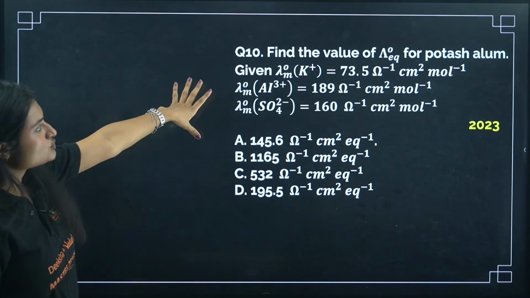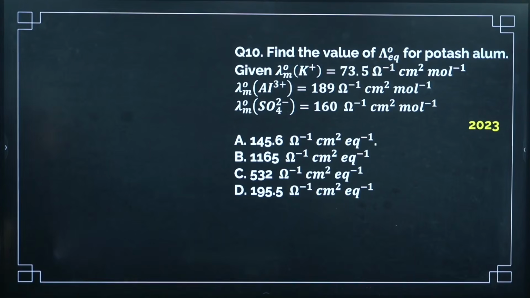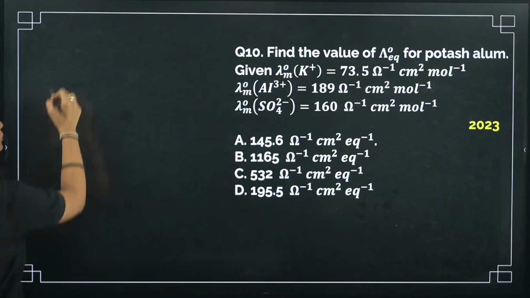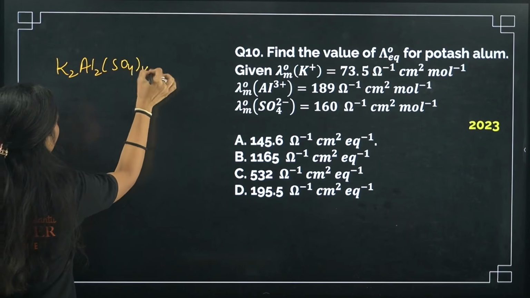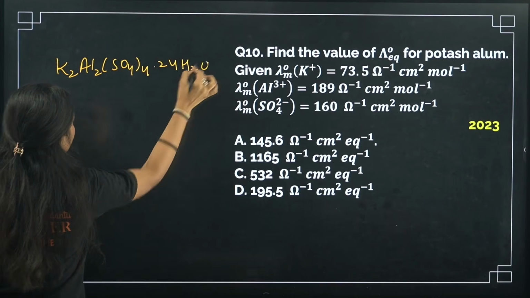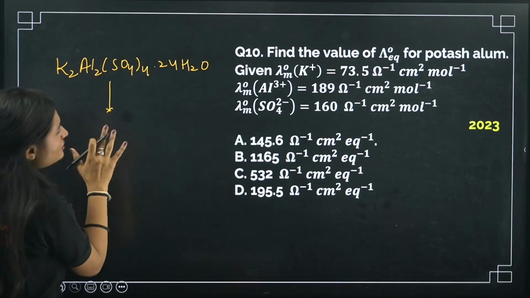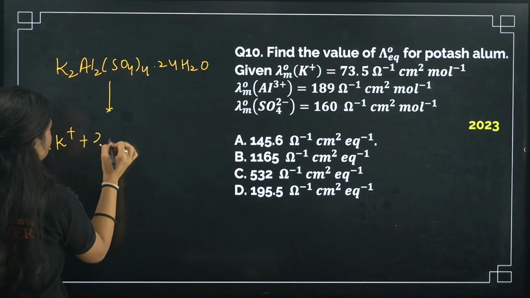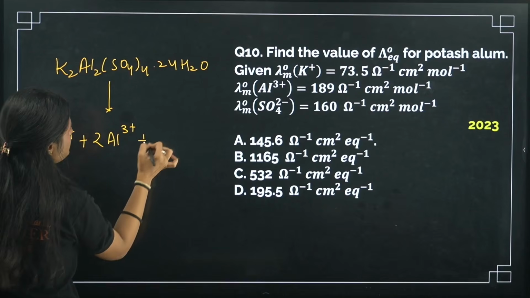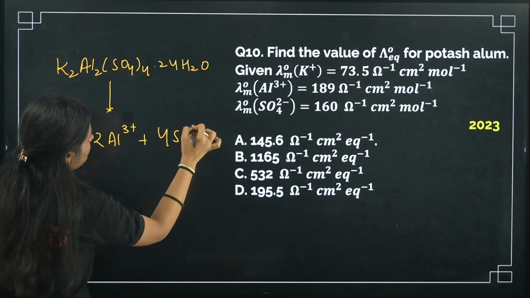Again, this is using potash alum. Find the value of equivalent conductance. This is potash alum, K2SO4.Al2(SO4)3.24H2O. When you dissolve it in water or dilute it, it gets converted into 2K positive plus 2 Al3 positive plus 4 SO4 2 negative.